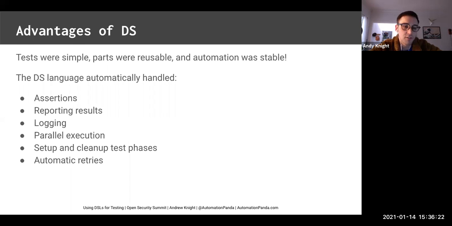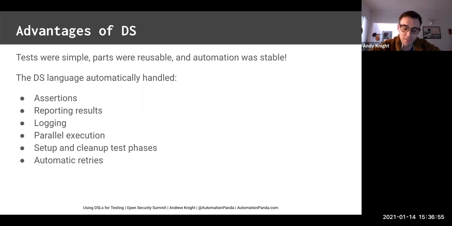And DS offered us a ton of advantages. The tests were much, much simpler. What you just saw was about 7 lines or so versus about 300 lines of Perl. Awesome. The parts were very reusable. You could reuse statements like verify or run. You could reuse Perl modules like checking SP versions. And a beautiful thing is that the automation was more stable, because if I can make one thing stable and robust and safe and then reuse it elsewhere, I can trust it's going to be stable everywhere.